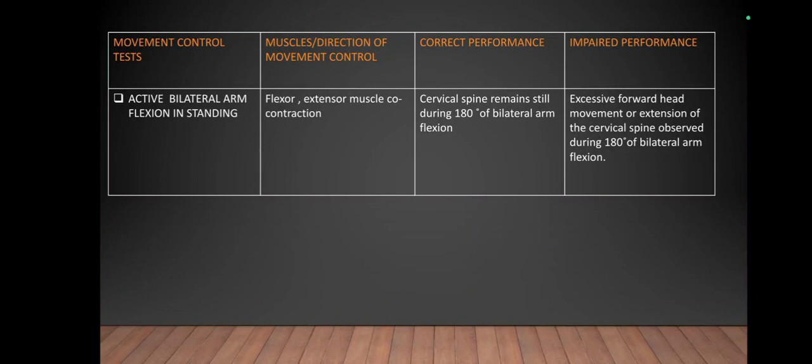Movement control test. Active bilateral arm flexion in standing. Muscle or direction of movement control: flexor extensor muscle co-contraction. Correct performance. Cervical spine remains still during 180 degrees of bilateral arm flexion. Impaired performance. Excessive forward head movement or extension of the cervical spine observed during 180 degrees of bilateral arm flexion.